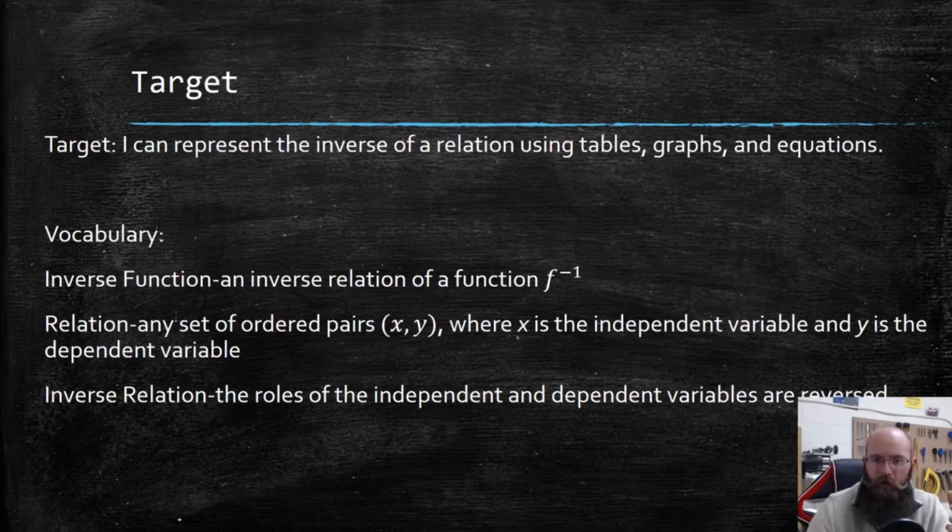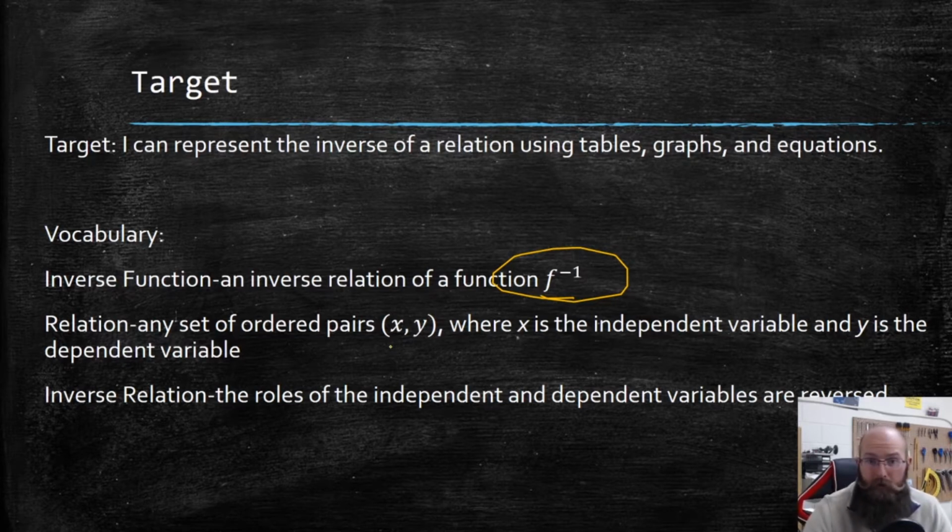So we got an x and then a y, where x is independent and y is dependent. And then an inverse relation is where we switch those. So our regular relation is just x's and then y's. And then an inverse relation is where we switch that. So we actually have y's and then x's, or our independent and dependent variables are switched. And then that inverse function is really, more than anything, it's that symbol right there. As long as you understand that definition, that we're switching our x's and our y's, or independent and dependent variables.